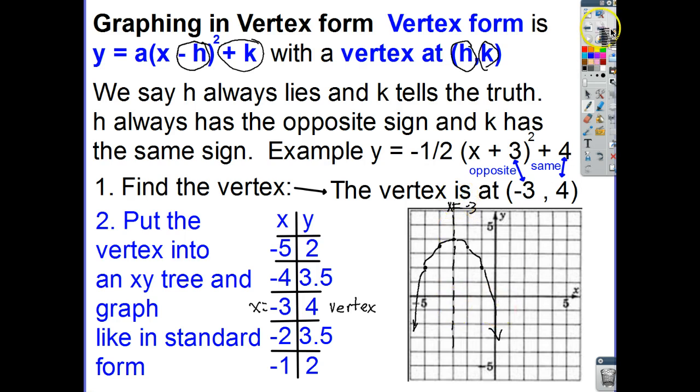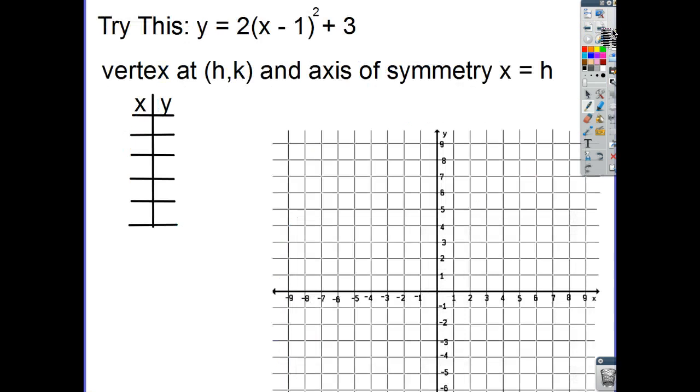All right, let's get you to try one. I'll stop the video and let you have time to do this. Step 1 would be extracting the coordinates of the vertex from the problem. H always lies, K tells the truth: opposite sign with x and the same sign with y. So we plug that in and choose our points. We're going to go up 1 and up another, then subtract 1, 1 minus 1 is 0, and then go down another.